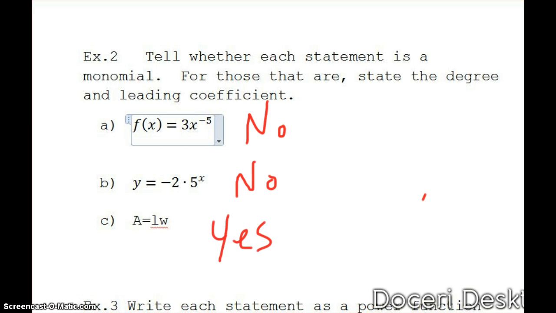We have two variables, but if let's say we know the length is a value, and W becomes the variable in the problem, or vice versa, we can switch it around. So in this case, we say yes, the degree is 1, because the variables have an exponent of 1, and the leading coefficient is also 1.